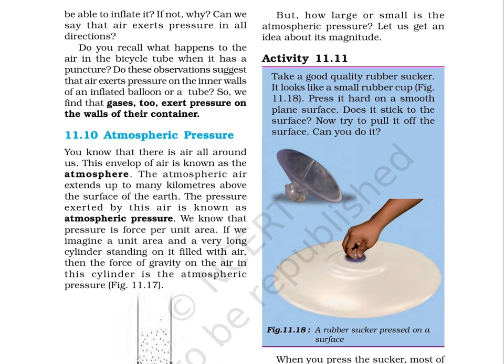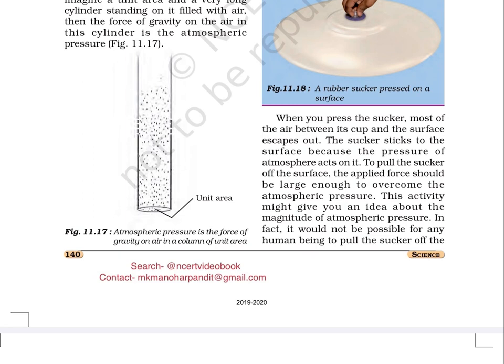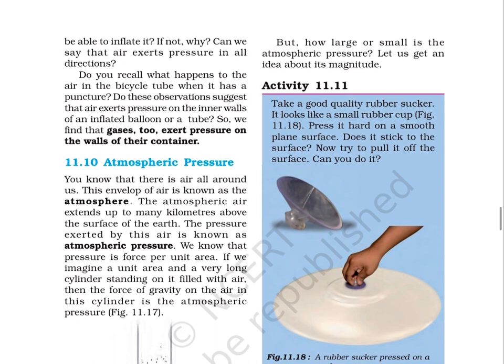If we imagine a unit area and a very long cylinder standing on it filled with air, then the force of gravity on the air in the cylinder is the atmospheric pressure, as shown in figure 11.17. Figure 11.17 demonstrates that atmospheric pressure is the force of gravity on air in a column of unit area. But how large or small is the atmospheric pressure?